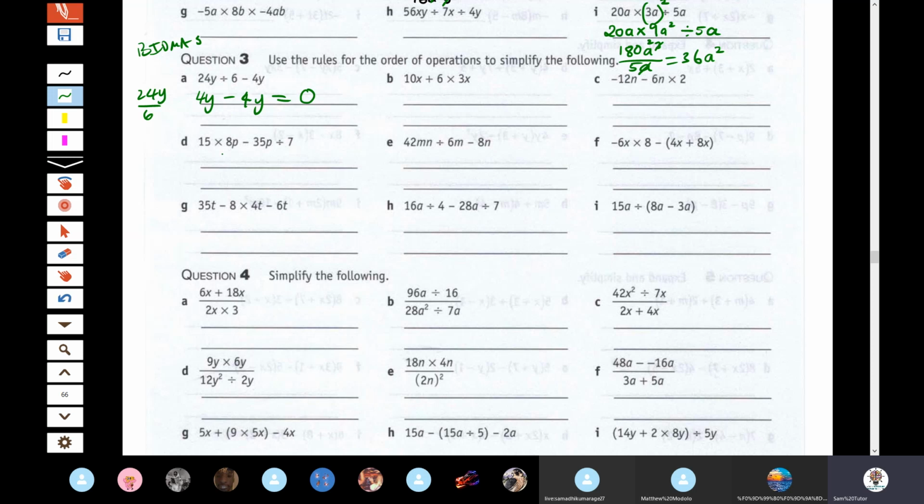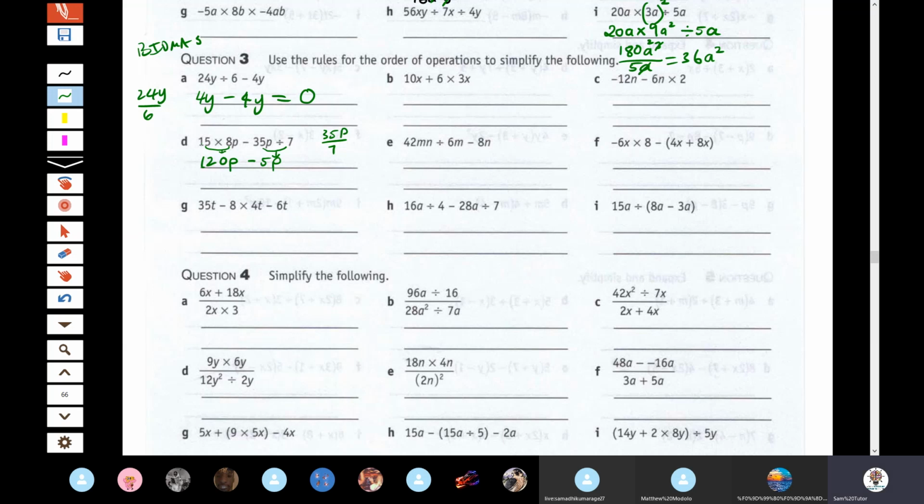That's no problem. 15 times 8, that's 120p, right? So I did the multiplying first. You don't do the subtraction because there's a division here. So I did these two. That's down here. Then I'll do these two. The subtraction stays there. 35 divided by 7, 35p over 7. 35 over 7 is 5, and you still have the p.